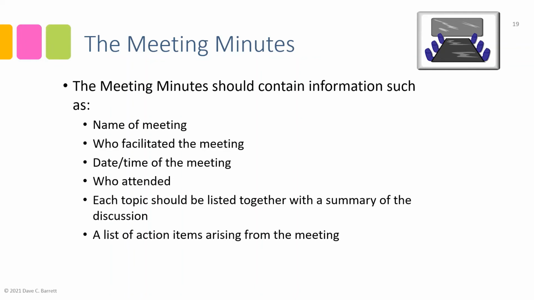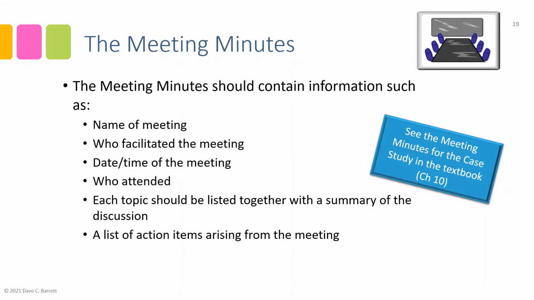And then each topic should be listed together with a summary of the discussion. So, each topic that was on the agenda that was then subsequently covered or discussed during the meeting itself, there should be a summary. Those are the minutes, what was discussed and decided. Any pertinent information should be recorded there. And then finally, a list of action items. Oftentimes coming out of meetings, there are things to do that will be done after the meeting at some point. Those should be listed specifically, and they're called action items. Okay, and they should be listed in the minutes.